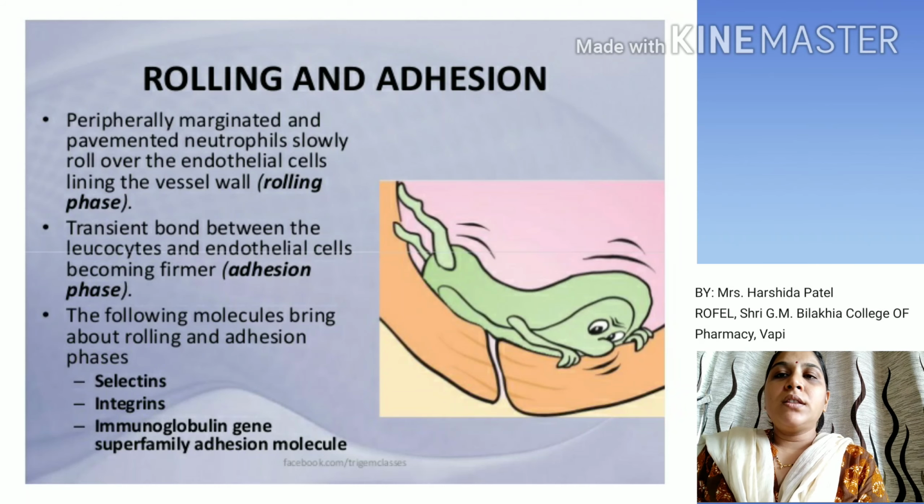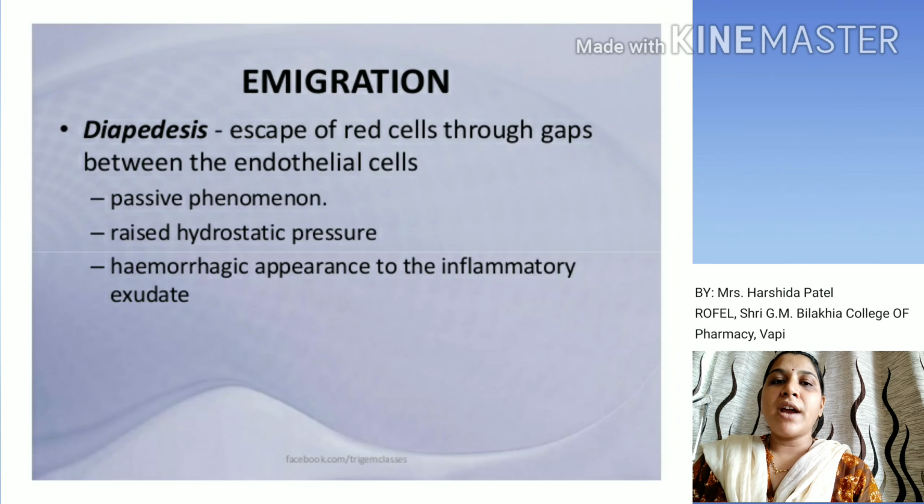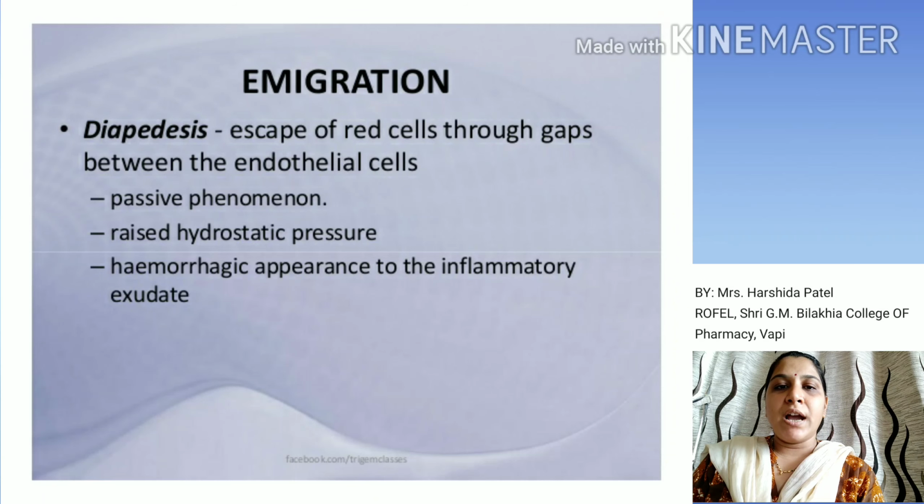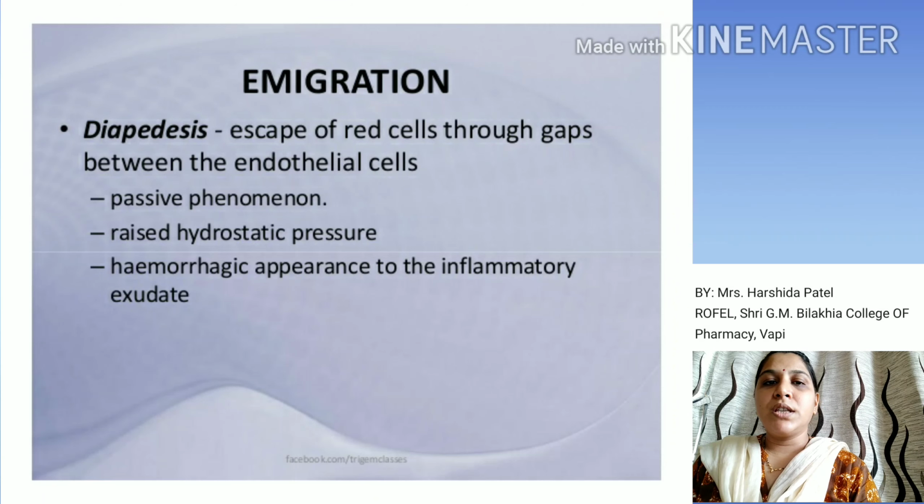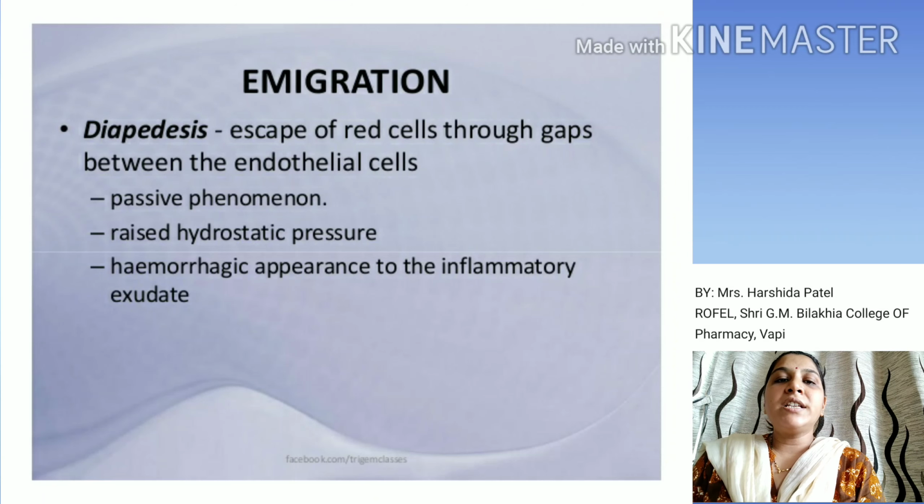Now after the immigration of leukocytes, some of the red blood cells also escape out through the gaps between the endothelial cells. This is similar to a hemorrhagic appearance. Here also you can see the raised hydrostatic pressure, and due to that the red blood cells also come out from the endothelial gaps. This is not a hemorrhage, but it gives a hemorrhagic appearance. Then what is it called? It is called diapedesis.